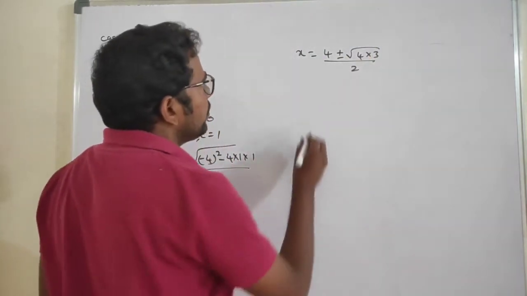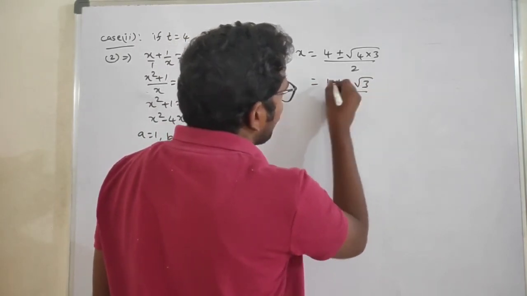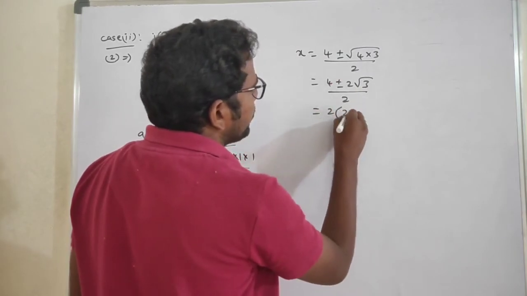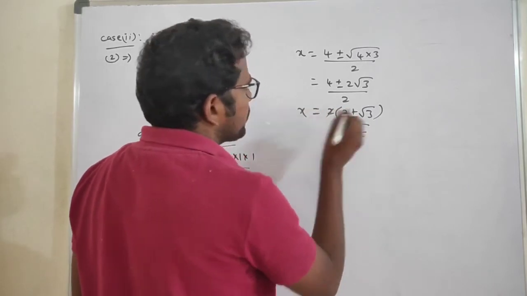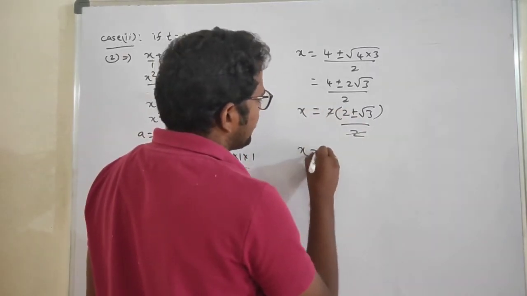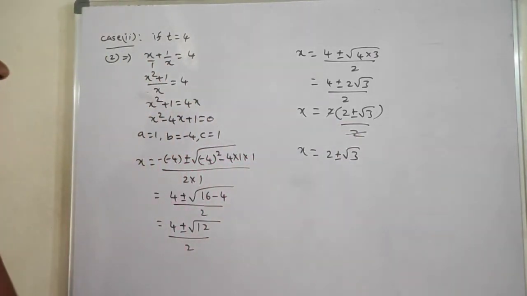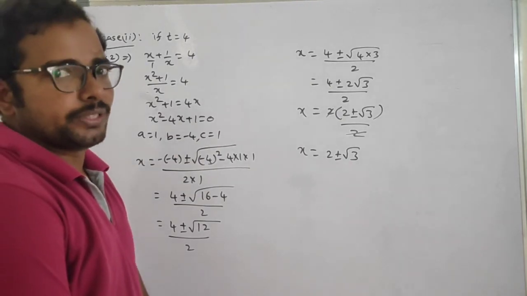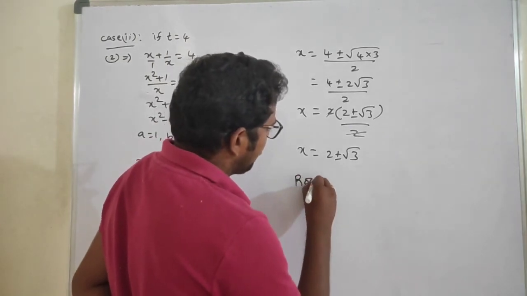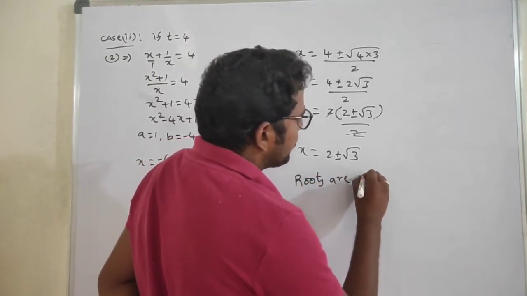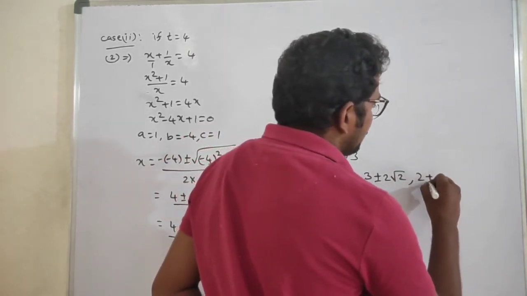Root 4 is 2. So 4 plus or minus 2 root 3 by 2. Take out common 2, remaining 2 plus or minus root 3 by 2. The 2s cancel. x is equal to 2 plus or minus root 3. Now in case 1 what are the roots? From case 1, 3 plus or minus 2 root 2. Therefore the roots are 3 plus or minus 2 root 2 comma 2 plus or minus root 3.